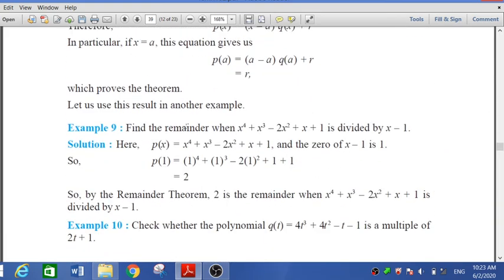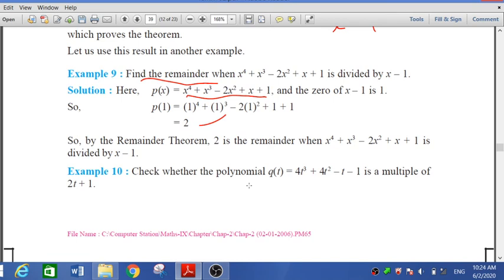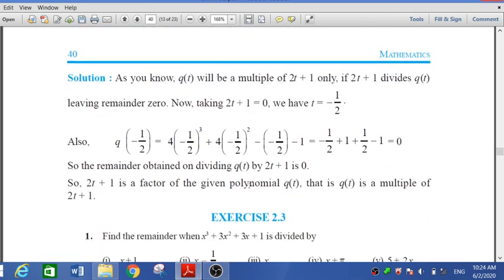And another is the shortcut method to find the remainder. When x minus 1, then you have to put x equal to 1. If you put x equal to 1 here, we get 2. It is for checking purposes: if the answer is 0, then we can say it is a factor of the given polynomial. See here, 2t plus 1 is equal to 0, so t is equal to minus 1 by 2. If I put minus 1 by 2, I will get answer 0.